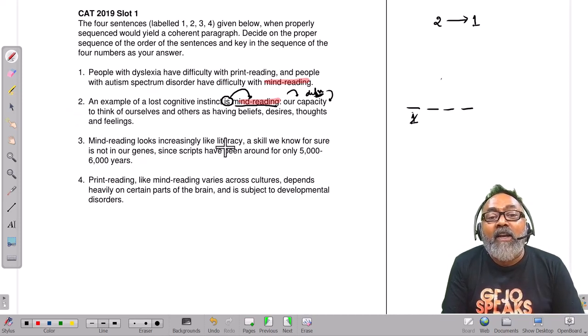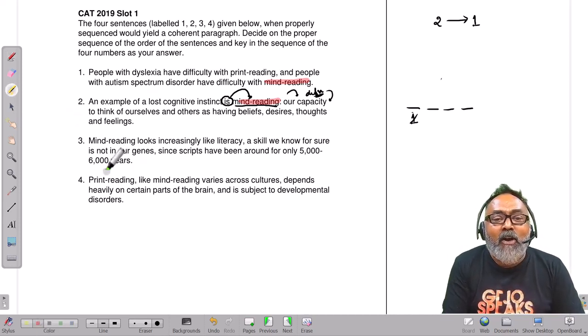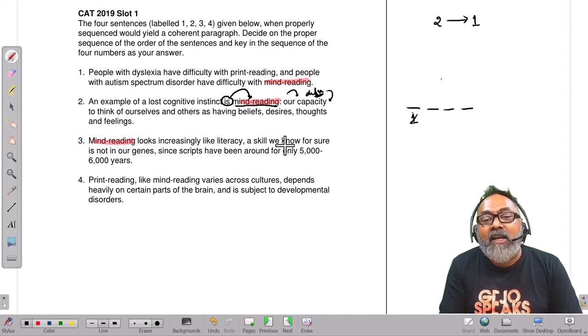Mind reading looks increasingly like literacy, a skill that we know for sure is not in our genes, since scripts have been around for only 5,000 to 6,000 years. Again, what does it tell me?